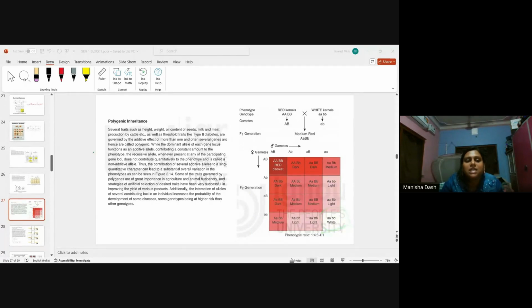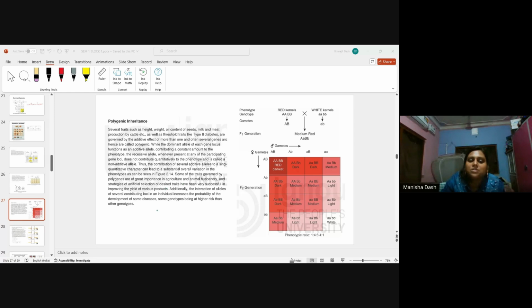Okay. So this is an example of polygenic inheritance where the alleles are added. This is also called as additive gene. Okay. So the dominant characters, they actually add. The higher is the number of dominant allele, the more is the expression of the character. So this is actually more in quantity in contrast to quality.